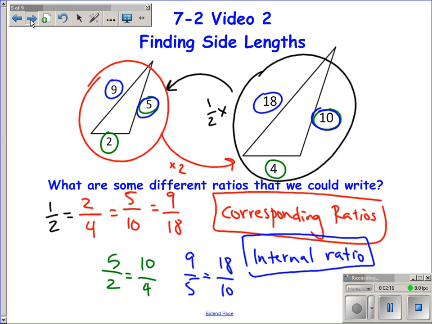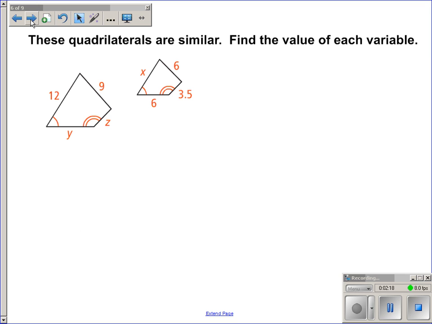Let's look at a problem. These quadrilaterals are similar. Find the values of each variable. I'm personally going to use corresponding ratios. I think that's the simplest way to do it. I'm first going to find x. Now x corresponds with 12, and so I'll set up the proportion x over 12 is equal to, now I will look for a ratio between two corresponding sides that I know, and I know 6 and 9.